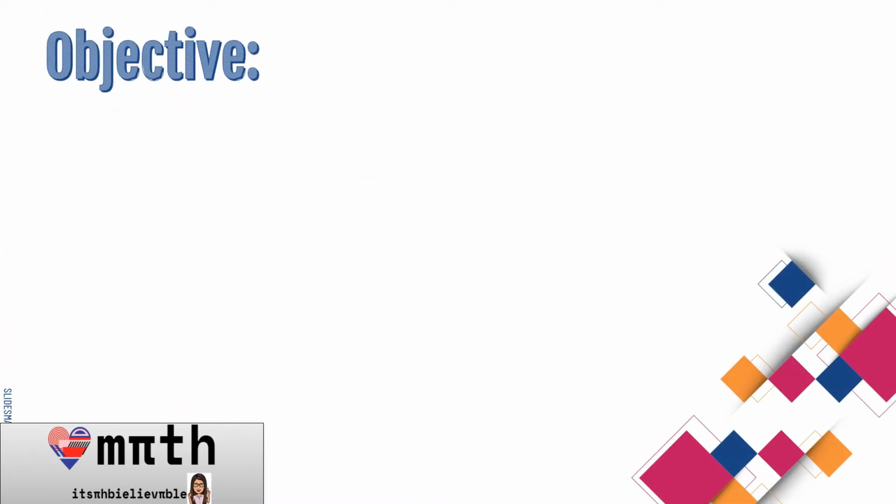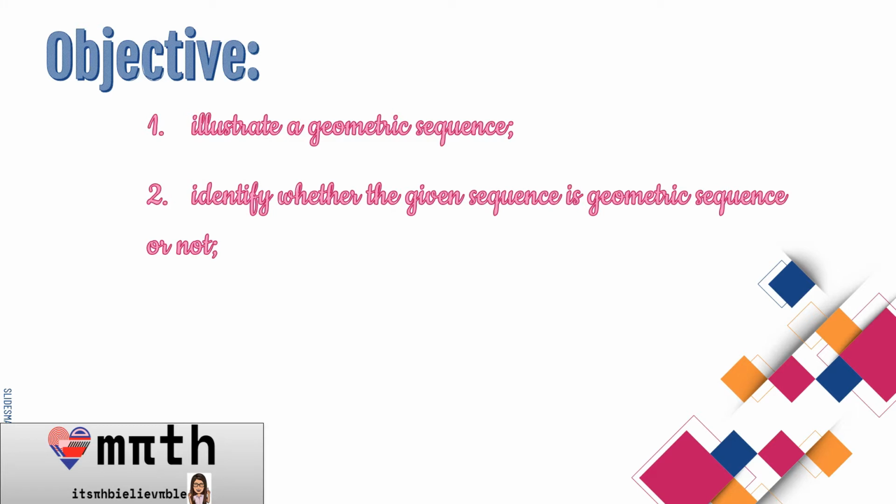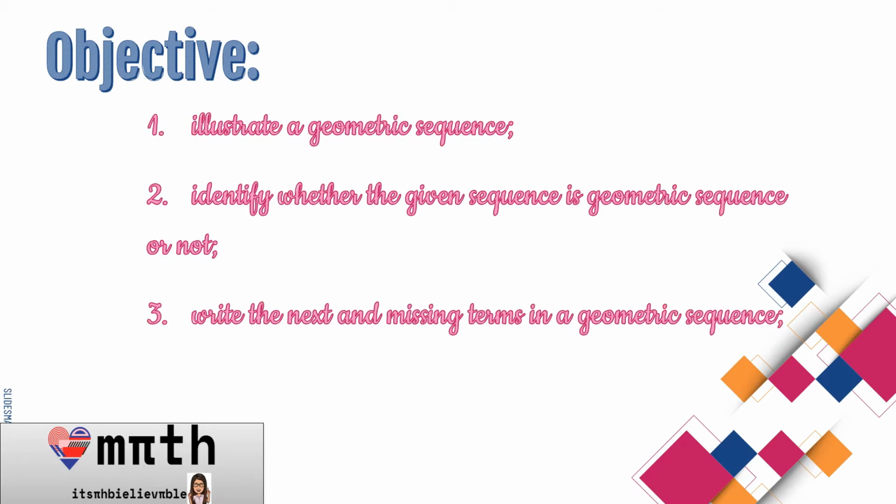And for our lesson's objective, we need to learn the following. First, illustrate a geometric sequence. Second, identify whether the given sequence is geometric sequence or not. Third, write the next and missing terms in a geometric sequence. And lastly, find the common ratio.